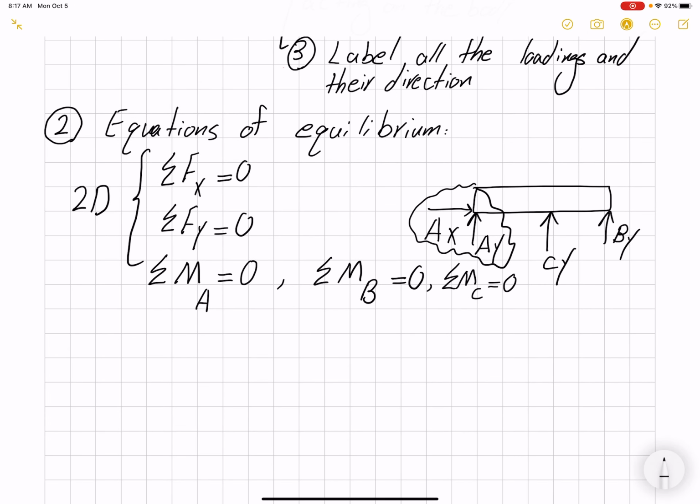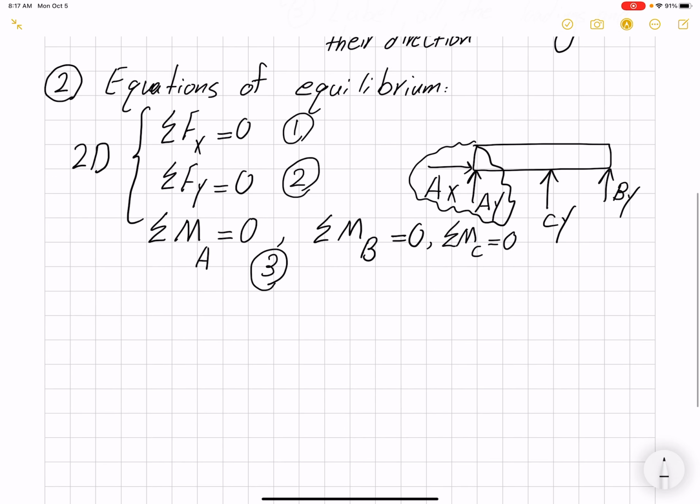But remember, in 2D we only have 3 equations. No more. If we write a moment equation about multiple points, it's not going to give us additional equations. They're linearly dependent. So we only have 3 equations. Summation of moment in 2D, when we are having x and y, is basically about the z-axis. That's what we are dealing with in 2D.